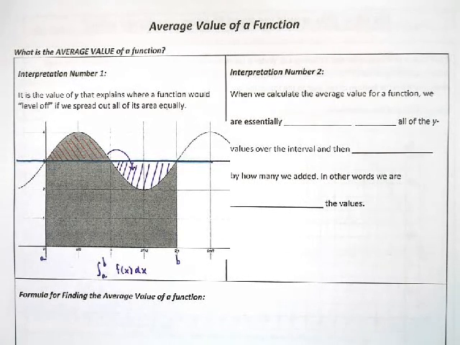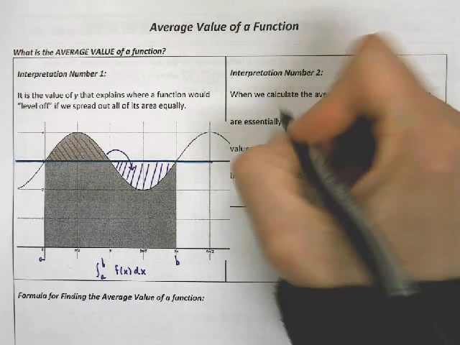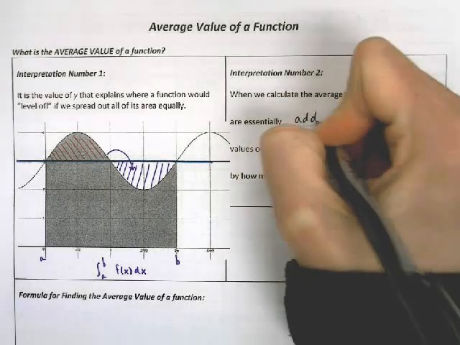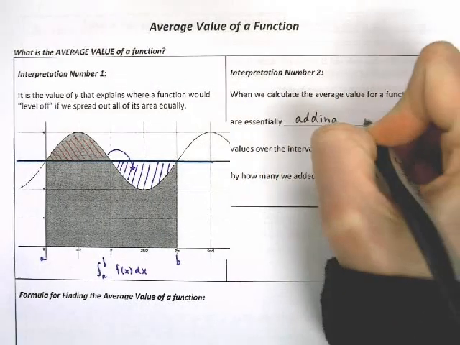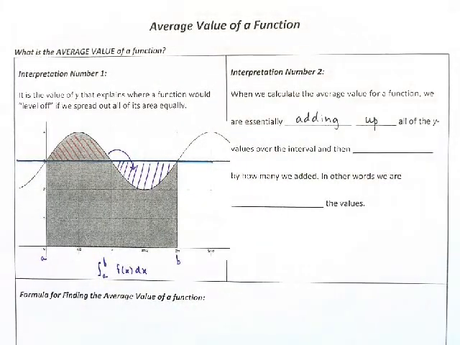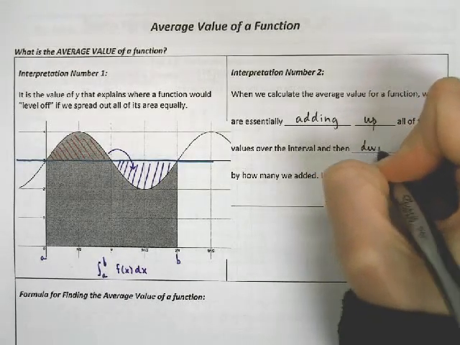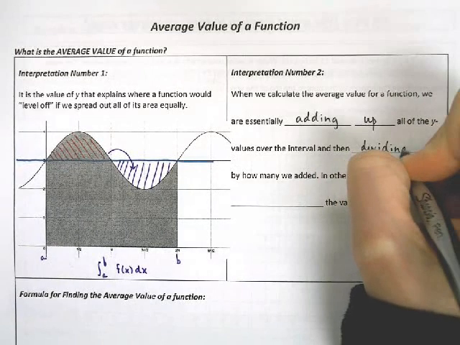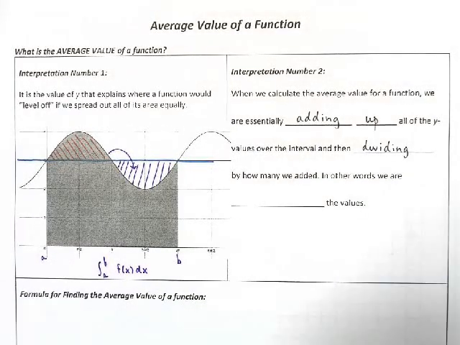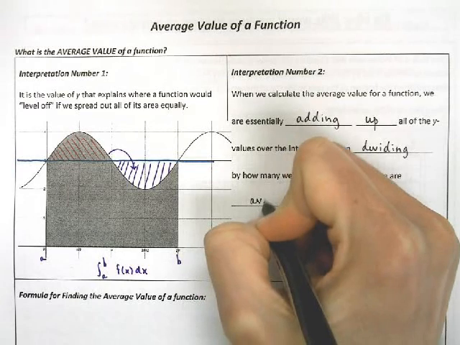Another way to think about it is that when we're calculating the average value for a function, we're essentially adding up all of the y values over the interval and then dividing by how many we added. So in other words, we're averaging the values.